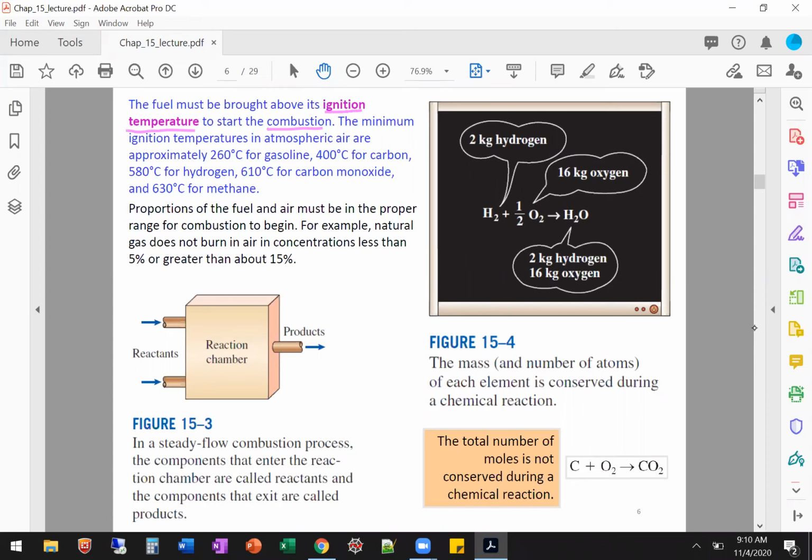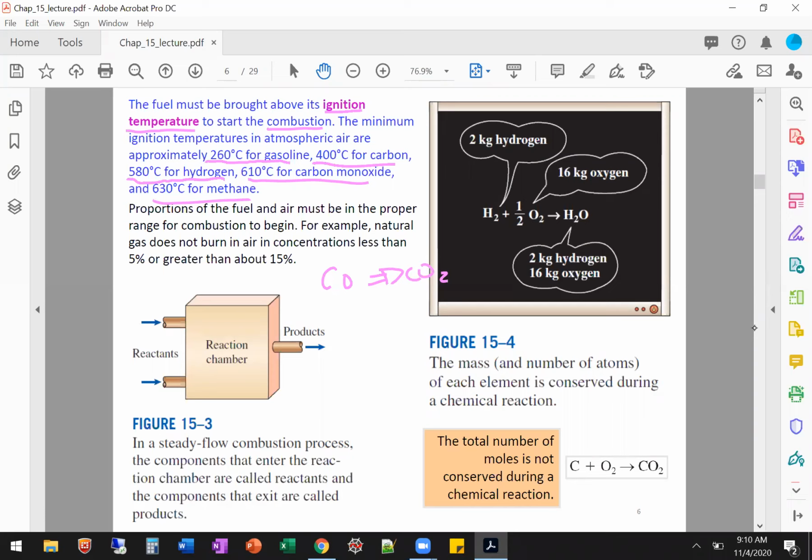So gasoline is about 260 degrees Celsius, carbon 400, hydrogen 580, carbon monoxide 610, because carbon monoxide can still burn, can still go to CO2 if you put some oxygen in it. We have methane at 630. So that plays a role in, say, engines, compression ratios, or how you ignite a combustion, whether it's with a spark or what have you, of how you're going to ignite this fuel.